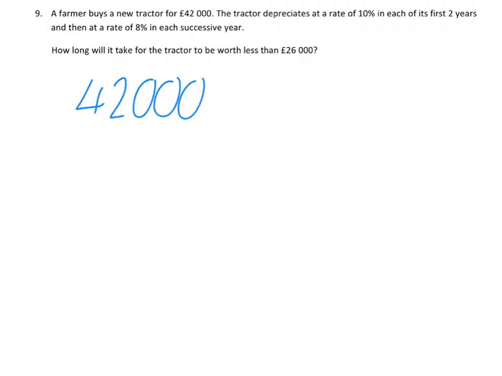Now, if it's depreciating at 10% or falling in value at 10%, then that means that we are left with 90% of the value. 90% as a decimal is 0.9, and that happens in each of the first 2 years, so it's multiplied by 0.9 to the power of 2. So if we do that on our calculator, then we get a value of £34,020.